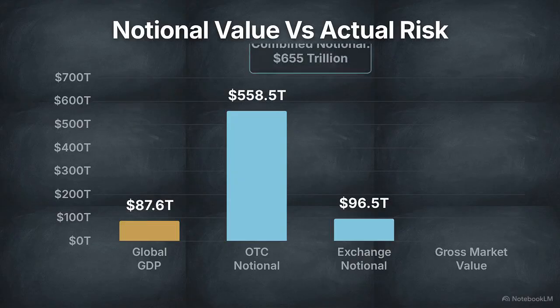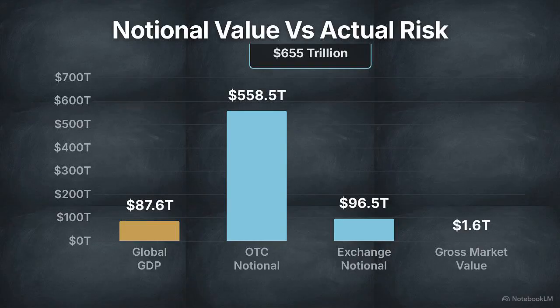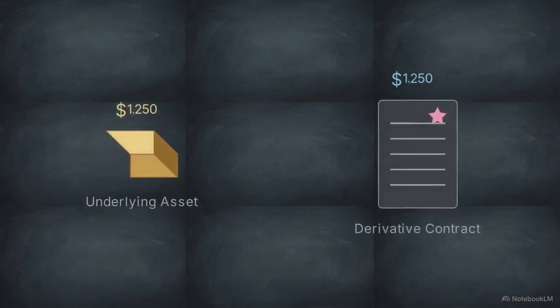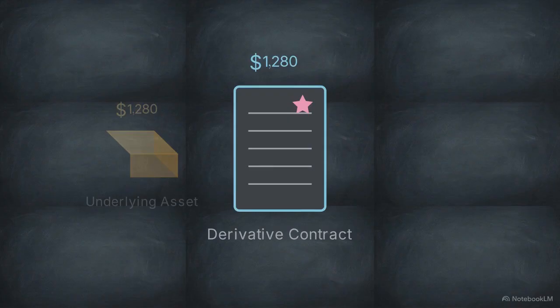But that combined $650 trillion represents notional value, the value of the underlying assets these contracts track, not actual cash changing hands. If we look strictly at the gross market value, the actual money at risk, the volume shrinks to roughly $11.6 trillion. A derivative is exactly what its name implies, an instrument whose value derives from a secondary underlying variable, detached entirely from physical ownership of the asset itself.